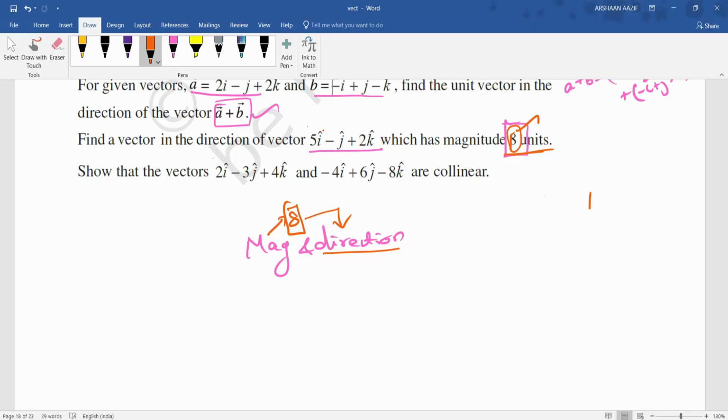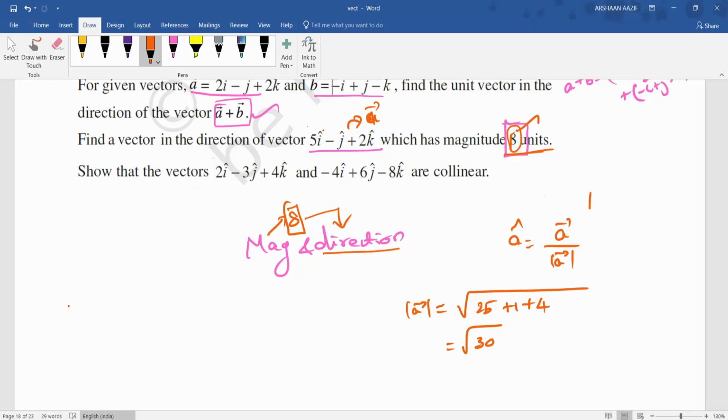Our objective here will be first finding out the direction of the given vector. Once you have the direction, in the same direction you should have a magnitude of 8. Now a unit vector, as we have discussed, has magnitude 1. Once I get the magnitude 1, if I multiply that with 8, I will have a magnitude of 8. It's that simple. So we have to find the direction of this particular vector, a cap, that is a vector by modulus of a vector. So we have a vector directly. Finding the modulus of a vector, we'll end up with 5 square, which is 25, minus 1 the whole square, which is 1, and 4. So that is root 30.